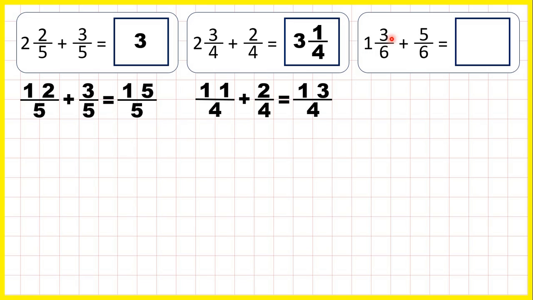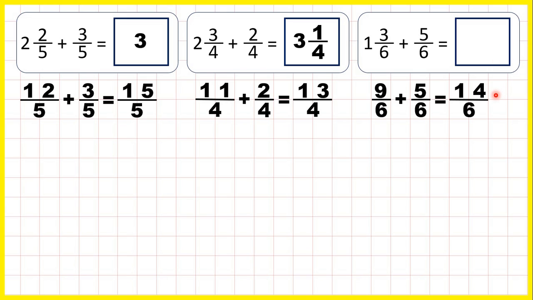Now 1 and 3/6 plus 5/6. So let's change 1 and 3/6 to an improper fraction. 1 times 6 is 6, and 6 plus 3 is 9. So 9/6 is our improper fraction, and we're adding 5/6. So the denominator stays the same, and 9 plus 5 is 14. So as an improper fraction, our answer is 14/6.